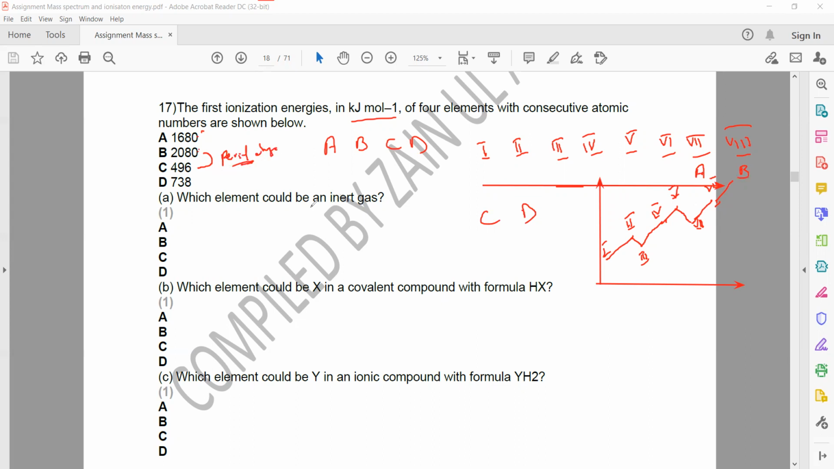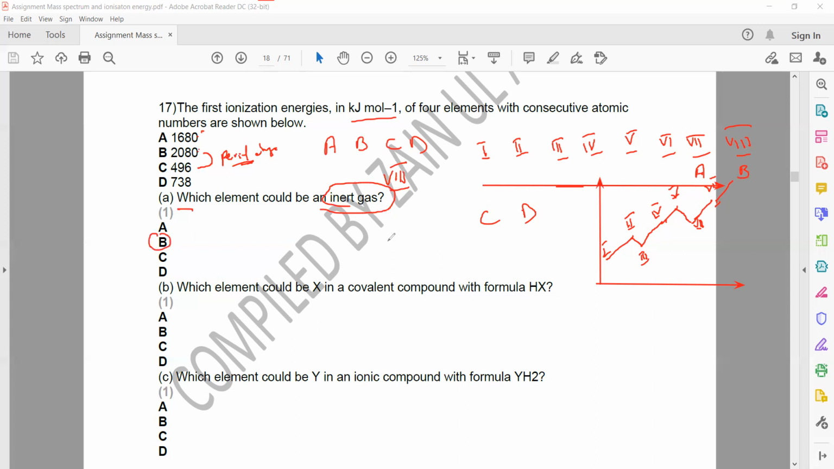So if the period changes, which element could be an inert gas? Inert gas means group 8. So what could be the answer for group 8? A, B, C, or D? Group 8 will have the highest ionization energy because their shells are complete. So that will be B.